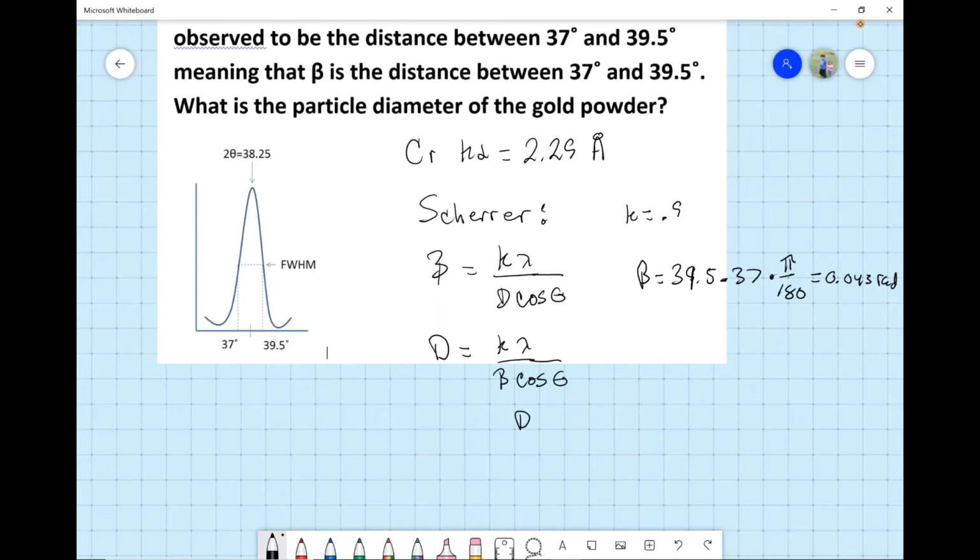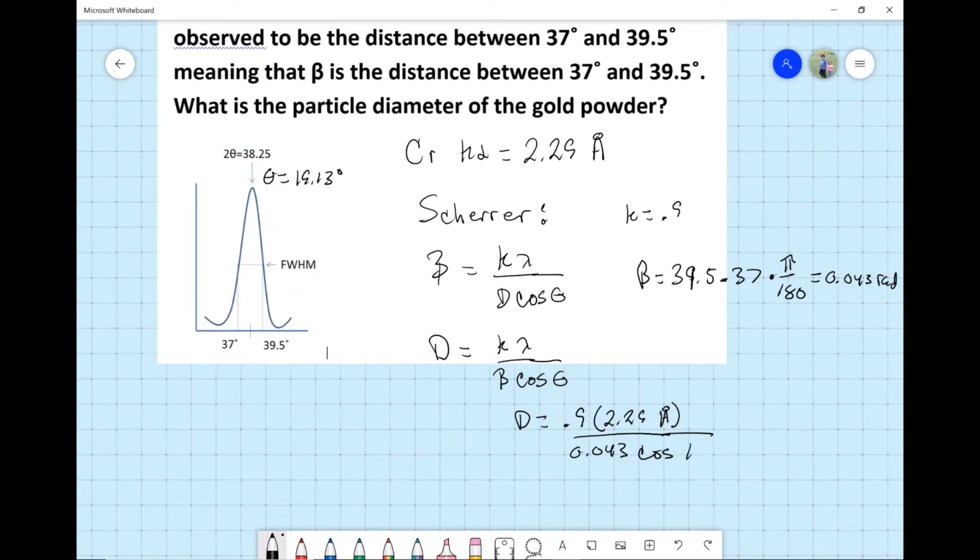We can then plug and chug everything in here. And so D equals 0.9 times 2.29 angstroms over, we have our beta in radians, 0.043, cosine of theta. 2 theta is 38.25. That means that theta needs to be 38.25 divided by 2. So that's 19, we'll just say 19.13.